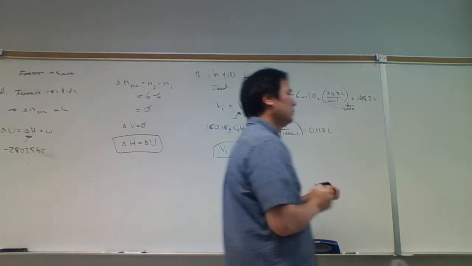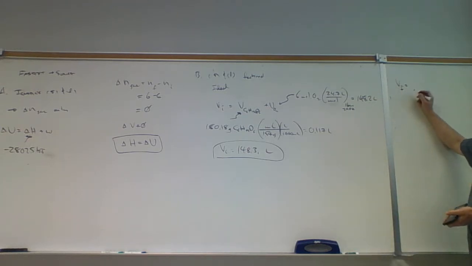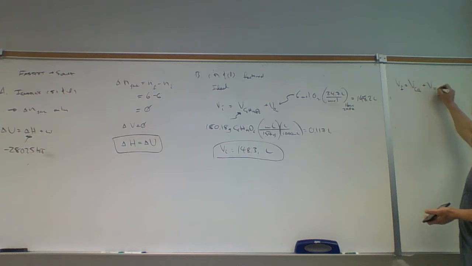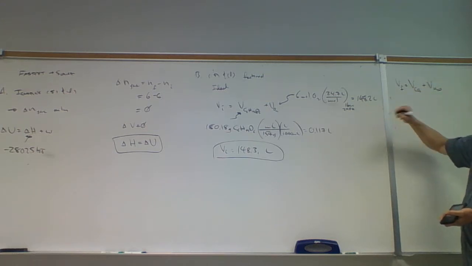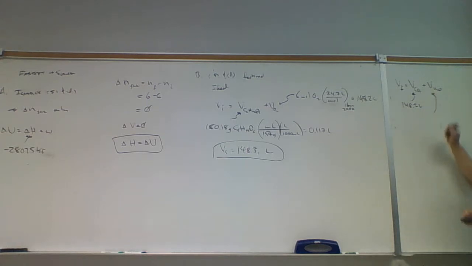Let's calculate V final. V final is going to be equal to the volume of the CO2 plus the volume of the water. The volume of the CO2 is going to be the same as the volume of O2 because they're 6 moles and they're ideal, so it's 148.2 liters. The volume of H2O, we have two choices. We could assume the density of 1.00 grams per milliliter. This density is good to 2 decimal places here. And so we have 6 moles of water times 18.02 grams per mole. The milliliter weighs 1.00 grams, and then convert it to liters.